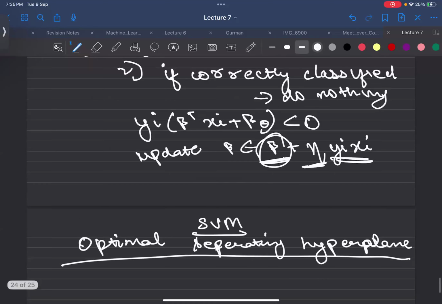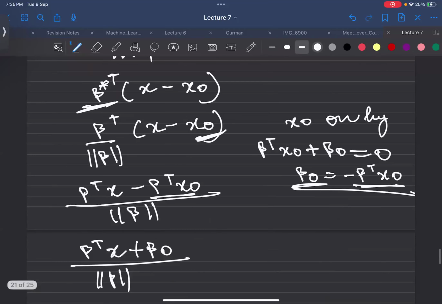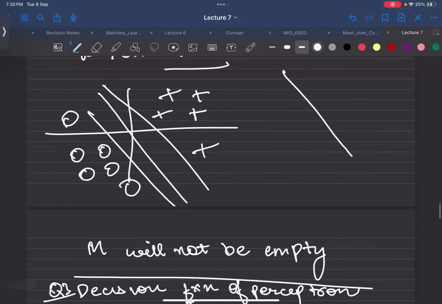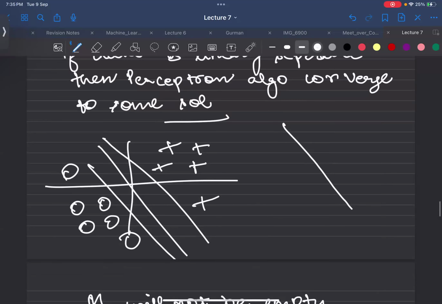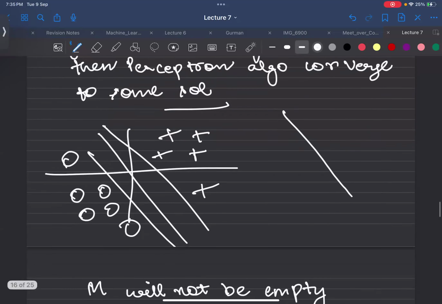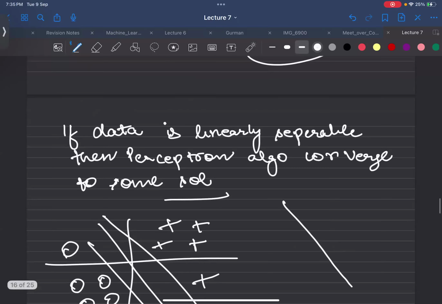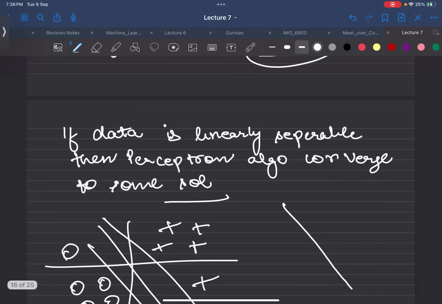There I was saying that we have many solutions of hyperplane. I know you are correct, Gaurav. As you said, there is a line here, there is a margin. I know all those things. I was saying there can be many lines, many hyperplanes. We can converge to some solution, but we'll eventually converge.